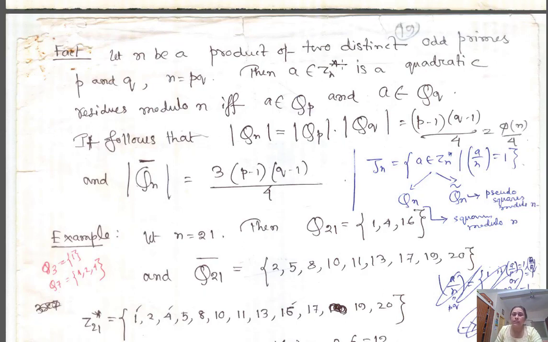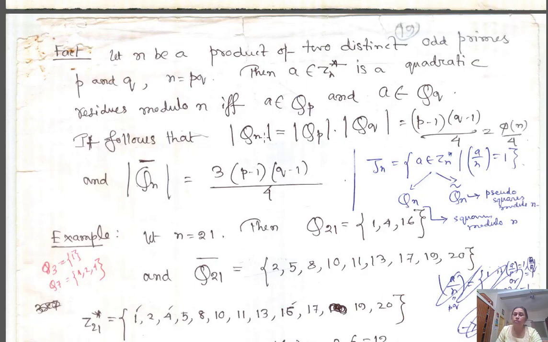Then a belonging to Zn star is a quadratic residue modulo n if and only if a is a quadratic residue modulo p and a is a quadratic residue modulo q, where n is a product of two distinct odd primes. Individually, a has to be a quadratic residue modulo p and modulo q.